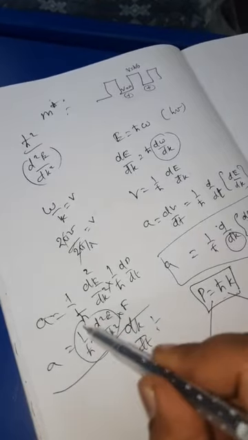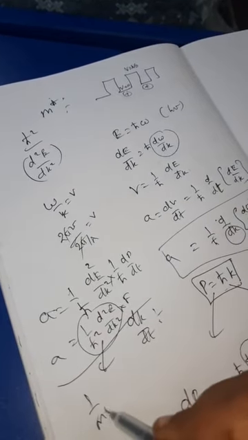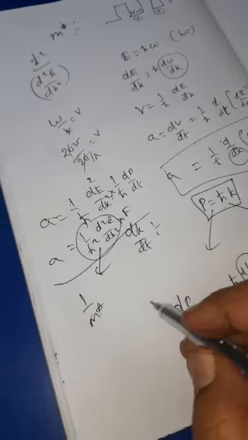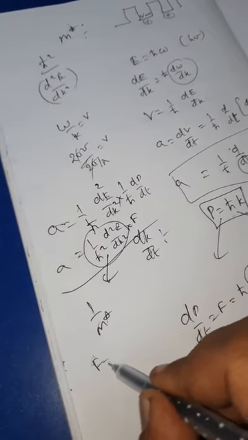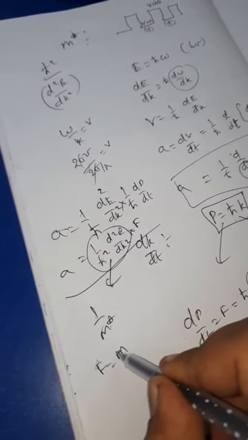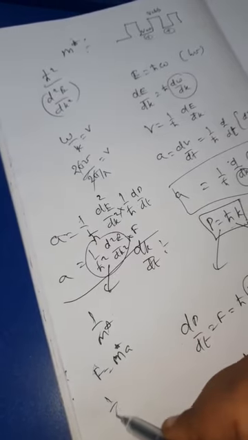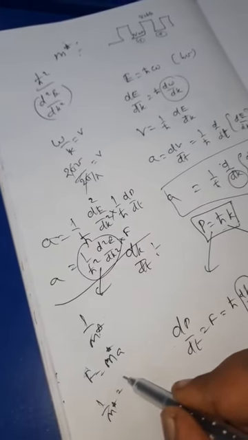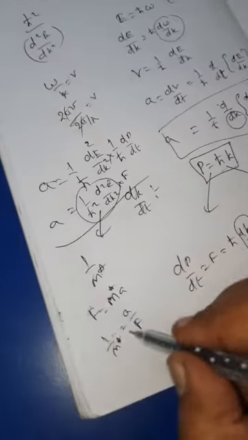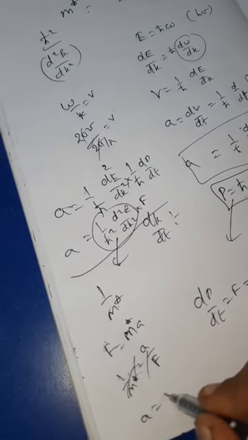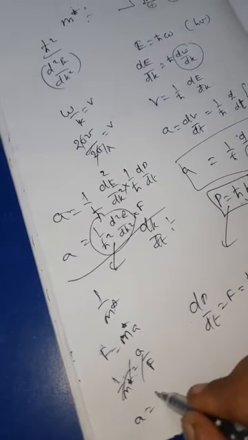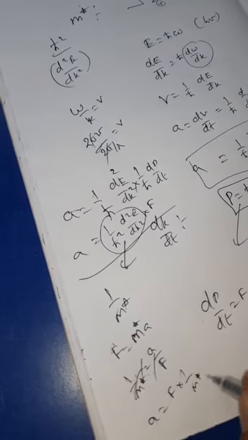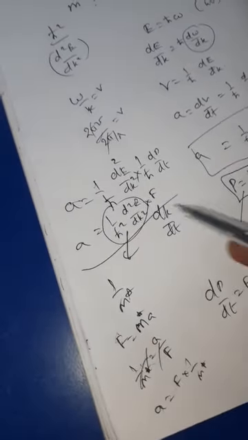So this factor is 1 by m star, because we know F is equal to ma, or 1 by m star is equal to a by F. Now we have a equal to F into 1 by m star. So once we know 1 by m star, we can find out m star.